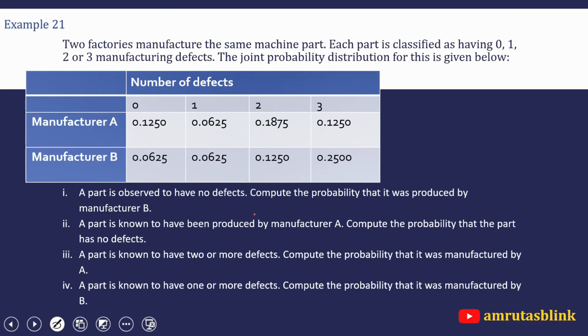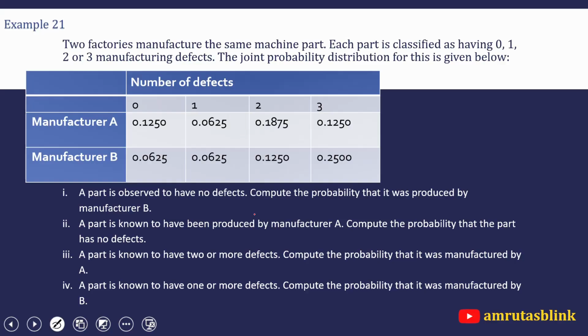Let's start with example number 21. Here the table is given. Two factories manufacture the same machine part, each part is classified as having 0, 1, 2 or 3 defects. The joint probability distribution for this is given below. So number of defects 0, 1, 2 and 3, and there are two manufacturers, manufacturer A and manufacturer B.